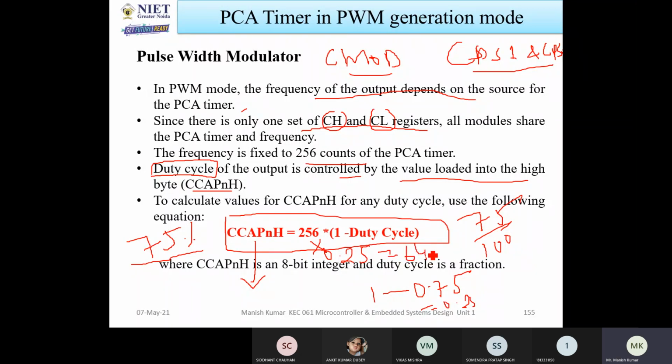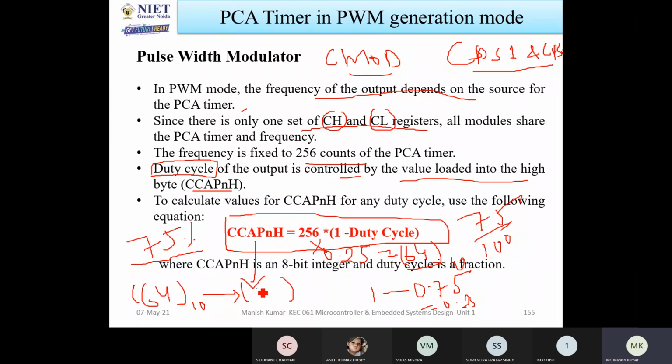So this value is in decimal, remember that. You have to convert the hexadecimal corresponding to this 64 value. So when you convert 64, which is in decimal, to hexadecimal, what is that? What value will be there?